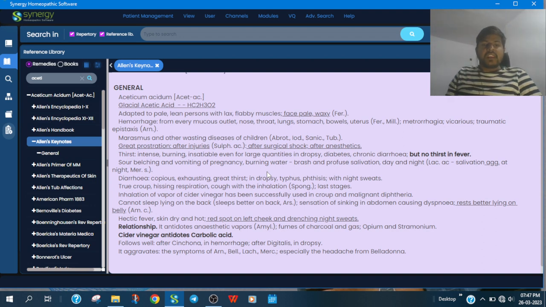Okay, next. Relationship. Hectic fever, skin dry and hot, red spot on the left cheek and drenching night sweats. There is a single medicine and single rubric, that is acetic acid. It antidotes anesthetic vapors, fumes of charcoal and gases. Fumes of charcoal and gases are also given in opium. Cider vinegar antidotes carbolic acid. Follows well after Cinchona and hemorrhage, after Digitalis and dropsy. It aggravates the symptoms of Arnica, Belladonna, Lachesis, musk oil, especially headache, Belladonna.